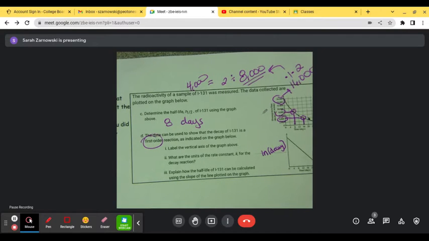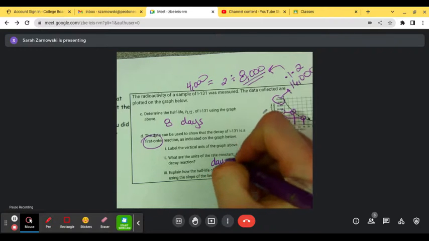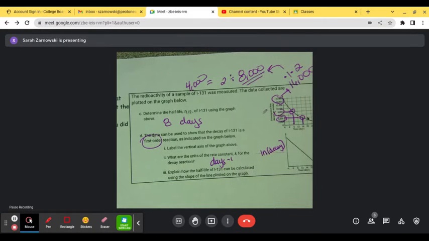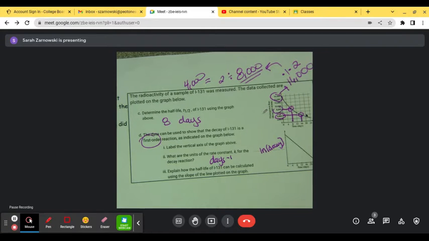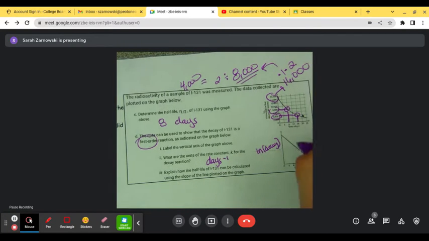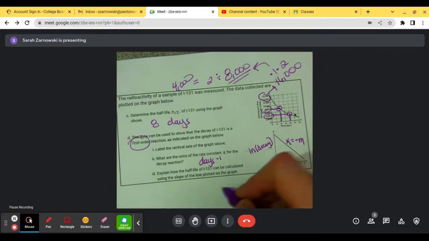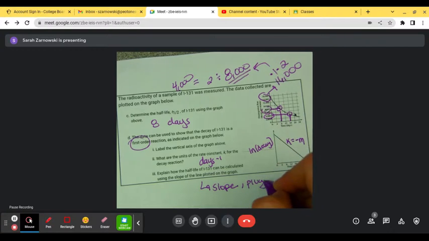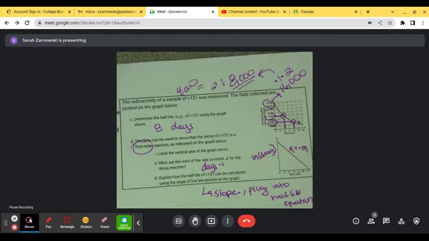What are the units of the rate constant? Well, if it is a first order, that means it's days to the -1. And then explain how the half-life of I-131 can be calculated using the slope of the line. Well, you could, K equals -m. So you can find the slope, and then you would plug that information into the half-life equation. And then that's how you would find it.